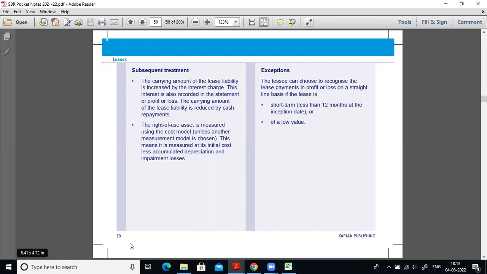Suppose I purchased an asset and I am paying a lease rental and the economic benefit which I receive is not significant, then you can consider the lease rental as an operating expense. So these are the exemptions for this. Any query on exceptions? Shall I go with sale and leaseback?